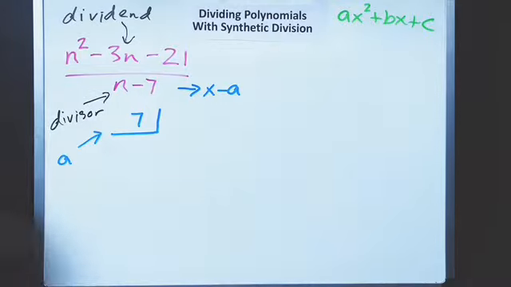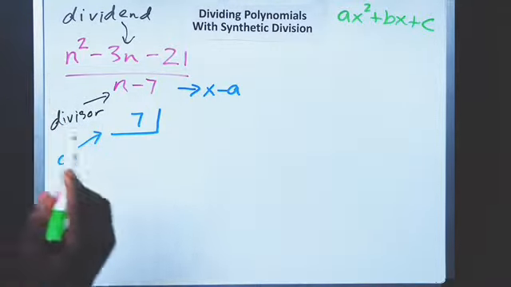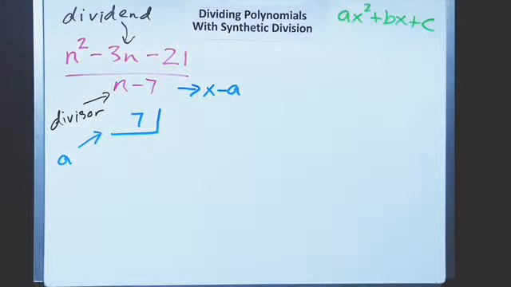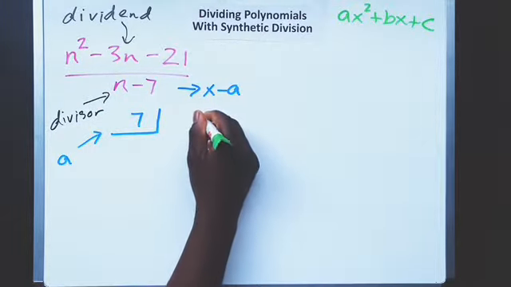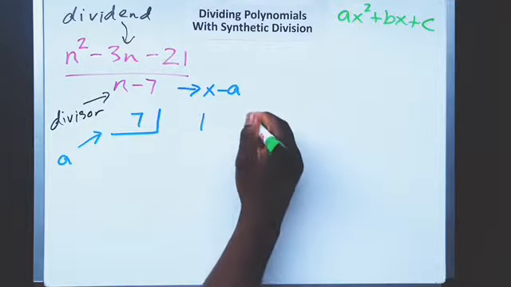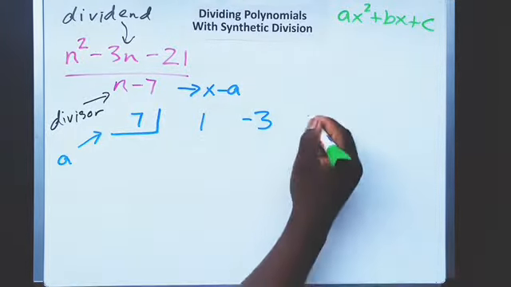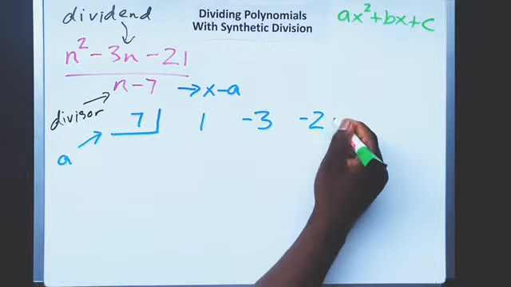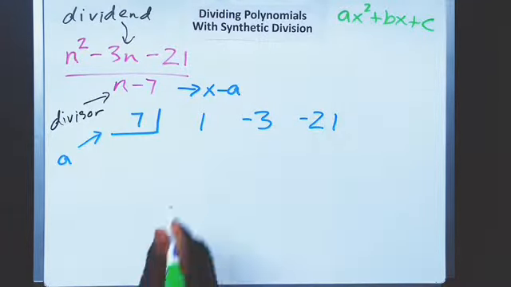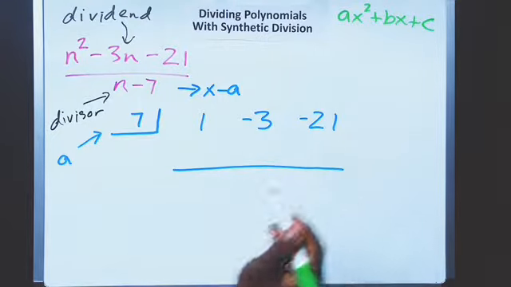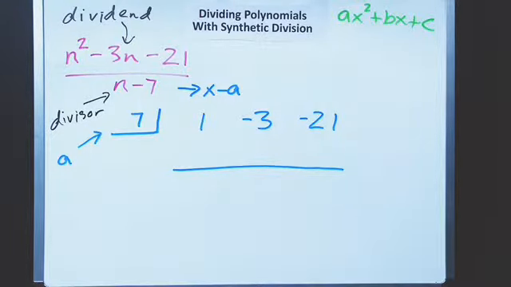Now what we're going to do is we're going to take the coefficients of the two terms. The coefficient of n squared is 1. The coefficient of n is negative 3. So I'm going to write the coefficient 1, negative 3, and then I'm going to write that constant negative 21. Okay, then I'm going to draw a line across here. That is setting things up so that we can perform the synthetic division algorithm or sequence of steps.